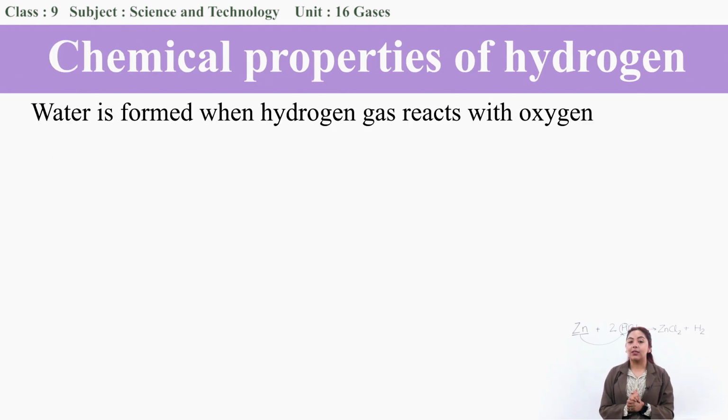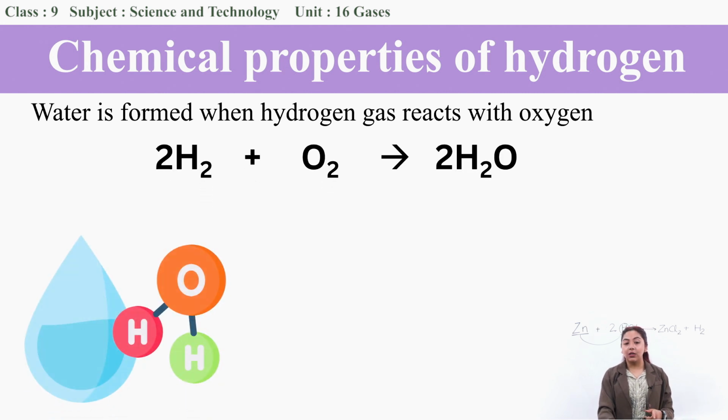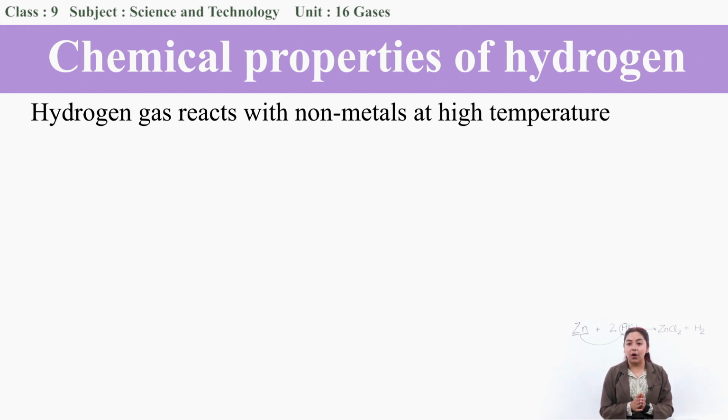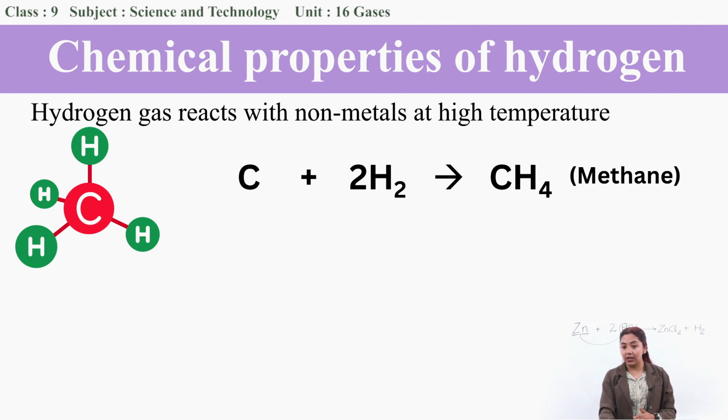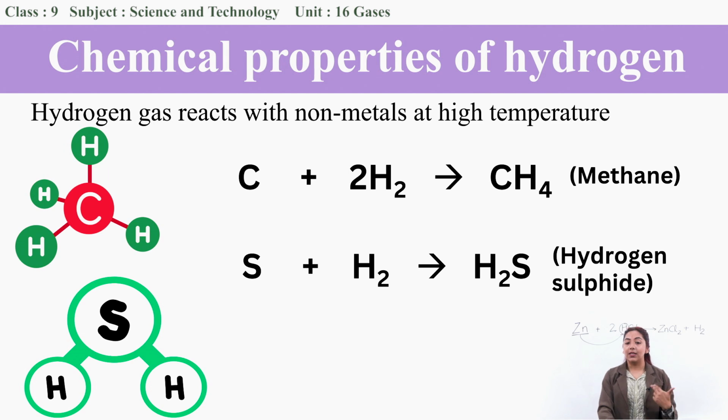Now let us look at some chemical properties of hydrogen. The first chemical property of hydrogen is that it forms water when it reacts with oxygen. That's why it was also given the name hydrogen by Lavoisier. So when hydrogen is reacted with oxygen, it gives us water molecules. Now another chemical property is hydrogen gas reacts with non-metals such as carbon at high temperature. So when carbon reacts with hydrogen, it gives methane. Similarly, when hydrogen also reacts with another non-metal like sulfur, it gives us hydrogen sulfide.